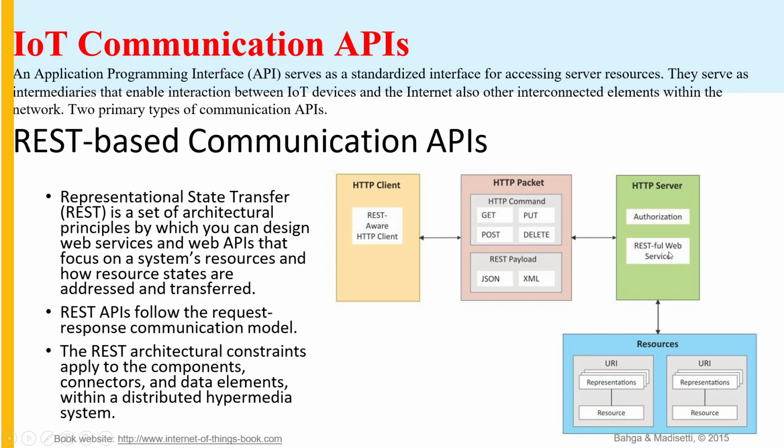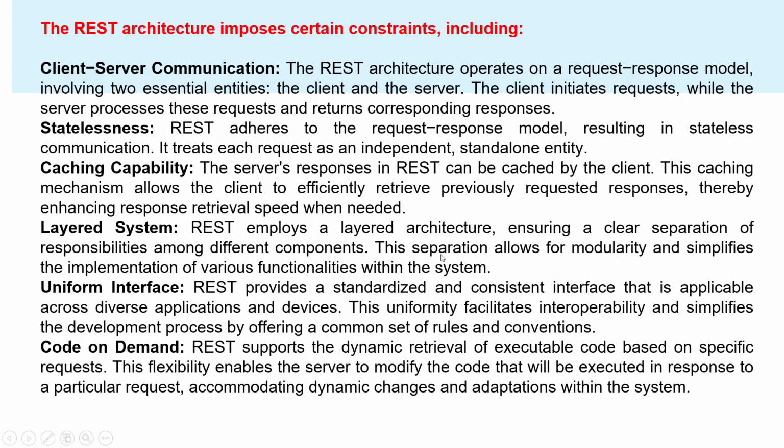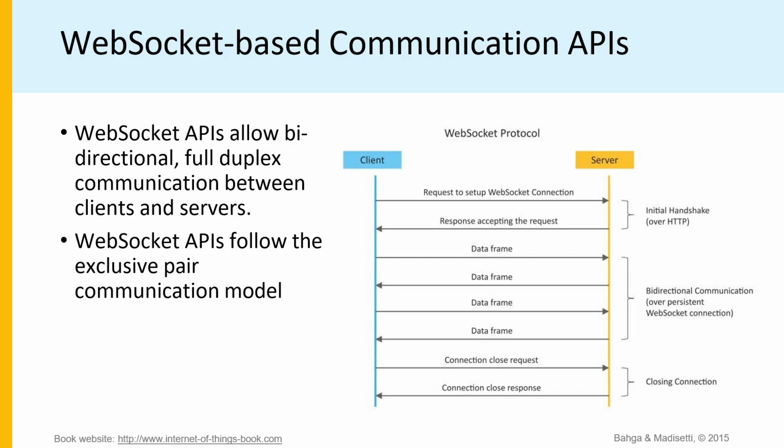And the RESTful web service. Once the server knows that he is an authorized client, then it provides the RESTful web service. The data is present in resources. The server will get the data from those resources, and you can see a two-way communication, one for the requesting process and one for responding back. So from resources, it will again send data to the client to satisfy his request. This is how REST-based communication APIs work. This is the complete theory about statelessness and all.